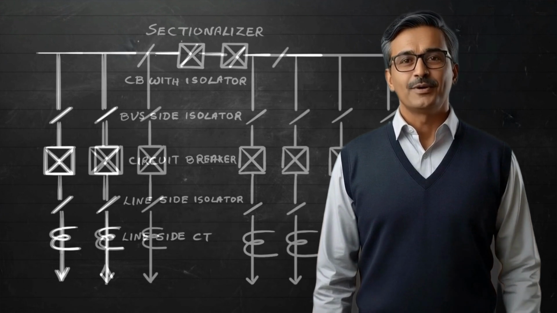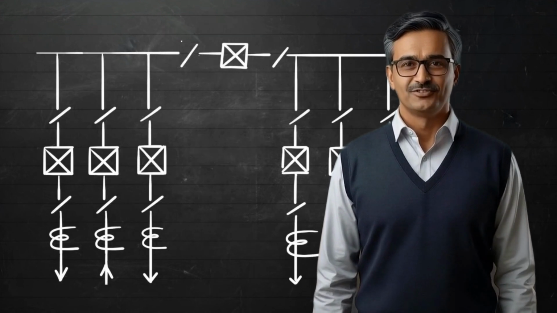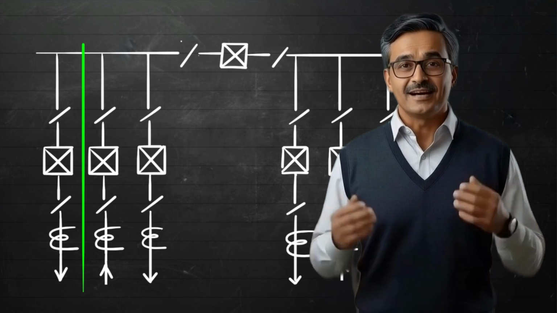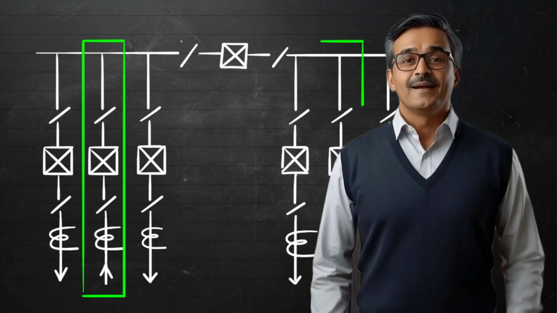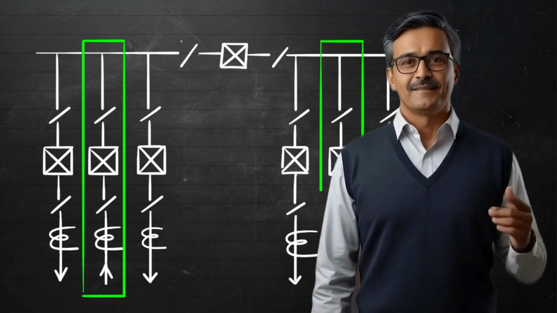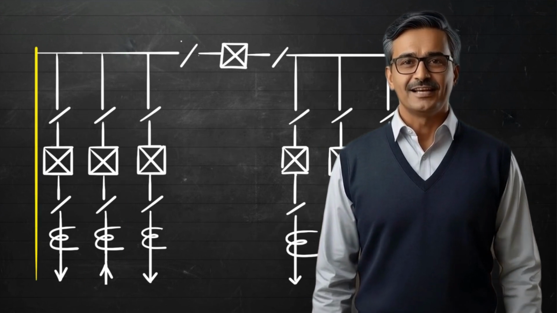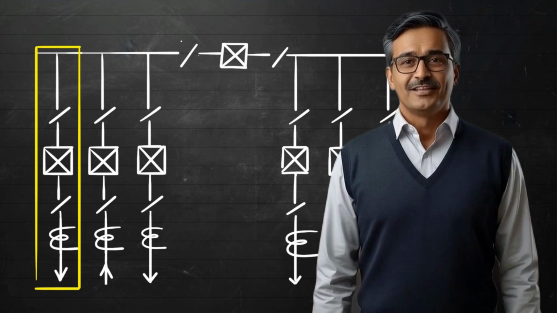We can draw multiple such feeder bays on both sides of the bus section. The middle feeder is usually the incoming feeder. It receives power from the transformer and supplies it to the busbar. The remaining feeders are outgoing feeders which supply power to different consumers.